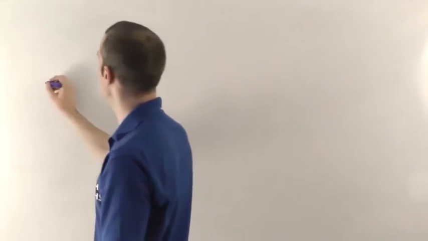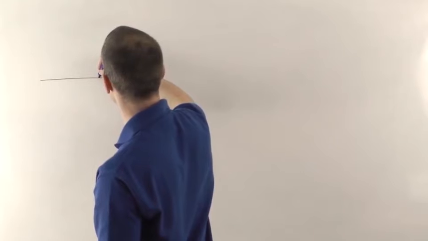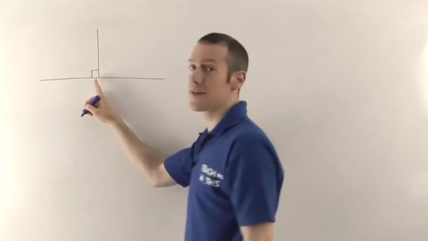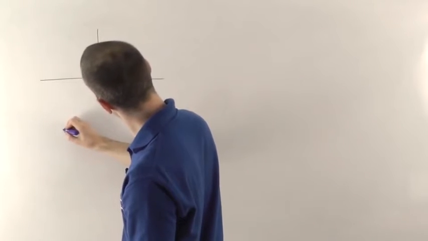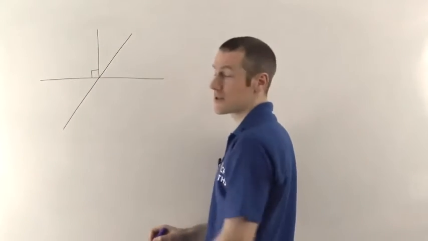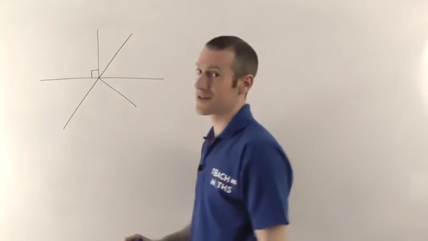Alright, next one, we're going to have a straight line across there. Another line is going to go straight up, and we're going to have a 90-degree angle there, a right angle at that point there. And then we're going to have another straight line which crosses at that point. So that's one complete straight line. And then there's another line that just sticks out like that.